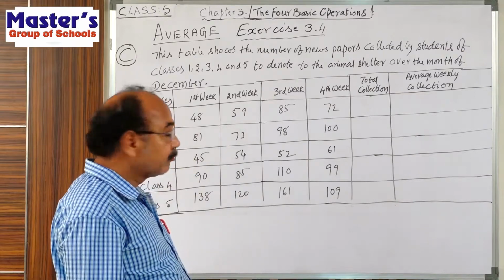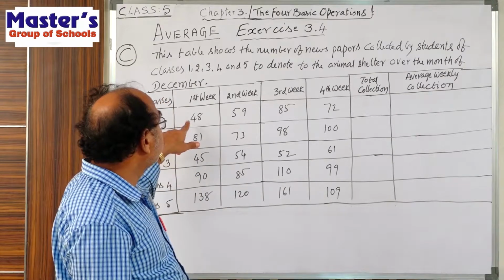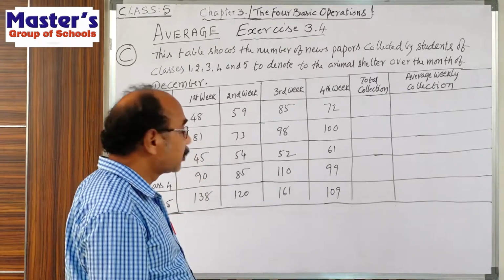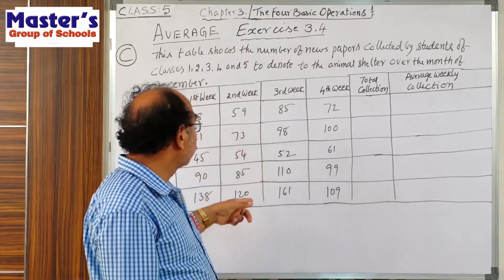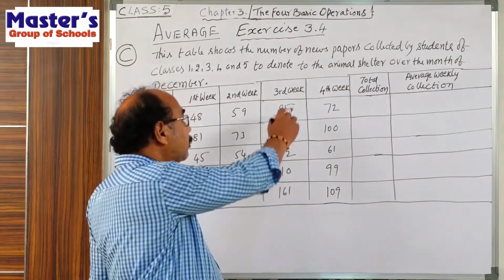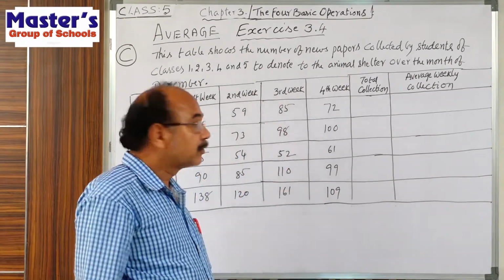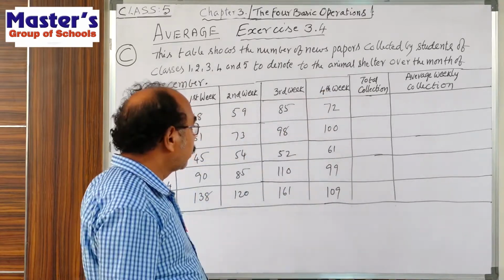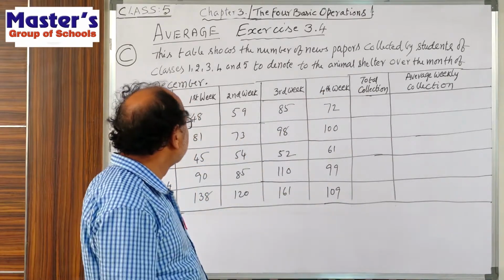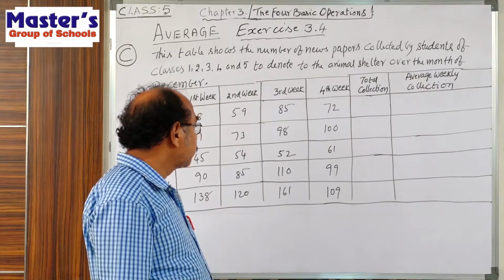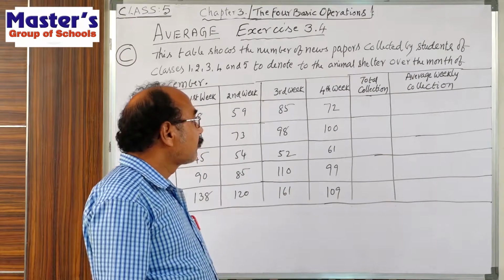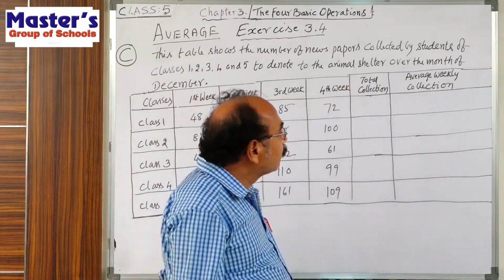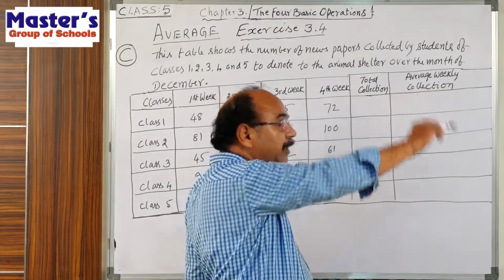First week collection, class wise. Second week collection, class wise. Third week collection, class wise. And fourth week collection, class wise. Newspaper collection is given. Total collection you have to find, and the average weekly collection.